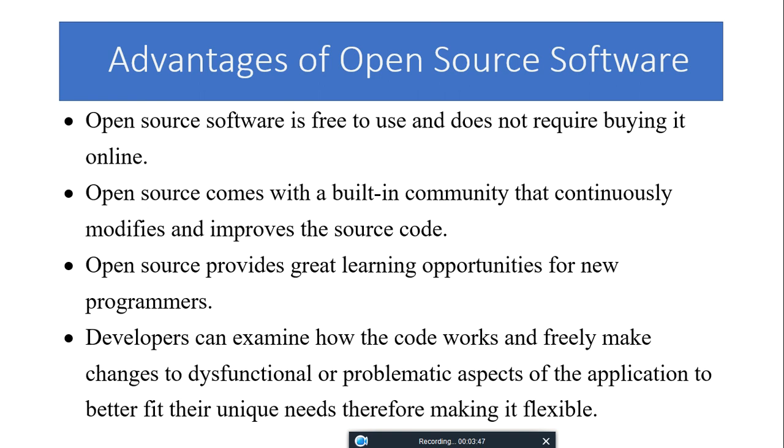2. Open source software comes with a built-in community that continually modifies and improves the source code. Since the software comes with its source code, it can be modified, it can be improved, and those are done through the source code to suit what the user wants.